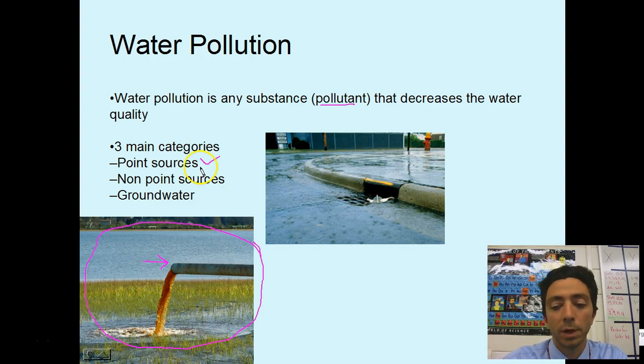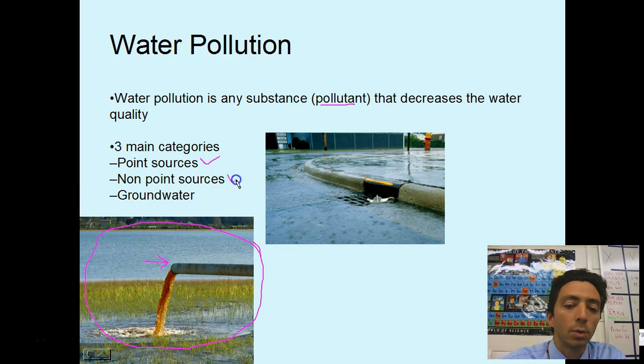Point sources are very easy to place the blame on, and so we've got modern laws and regulations on what we can and can't put into the water system. These point sources are very easy to make lawsuits on or state your case on, and place blame on who's liable and going to pay the damages, because we can see the actual pollution leaving the pipes.